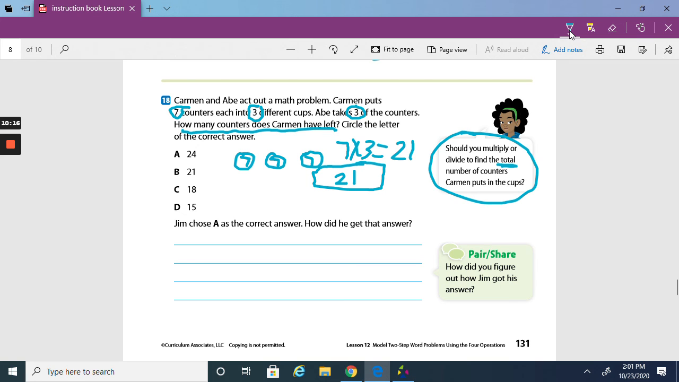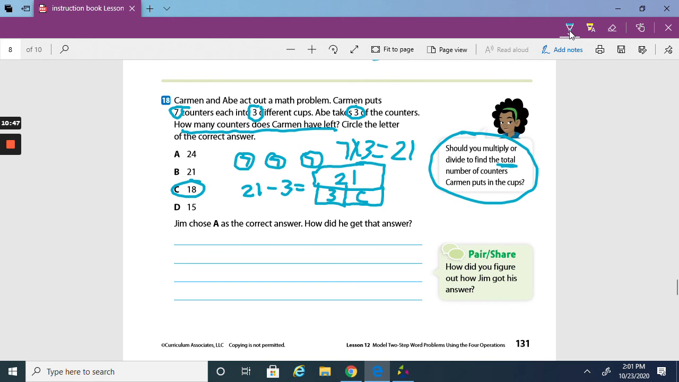Then it says Abe takes 3 of them. So if he's taking them, I'm getting rid of them. And that leaves me with how many counters? Well, that's what I'm trying to figure out. If I have 21 and I subtract 3, that's going to give me 18. So you should have chosen C.